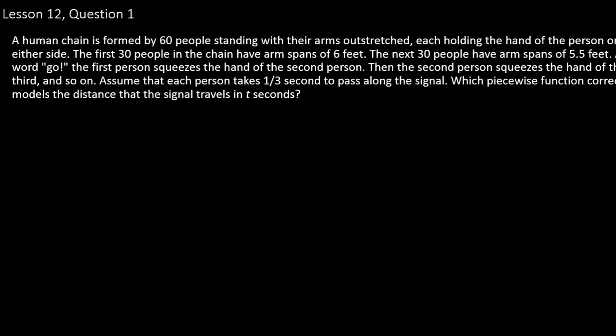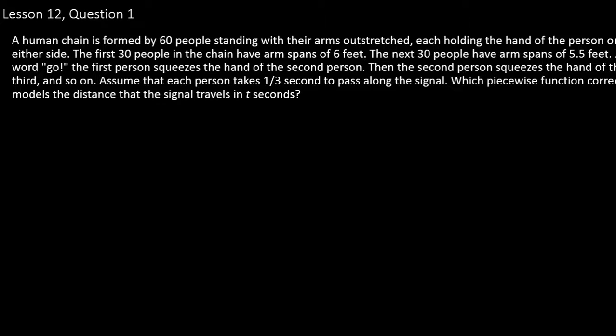Let's talk about Project 3, Lesson 12. A human chain is formed by 60 people standing with their arms outstretched, each holding the hand of the person on either side of them. The first 30 people in the chain have arm spans of 6 feet. The next 30 people have arm spans of 5.5 feet.